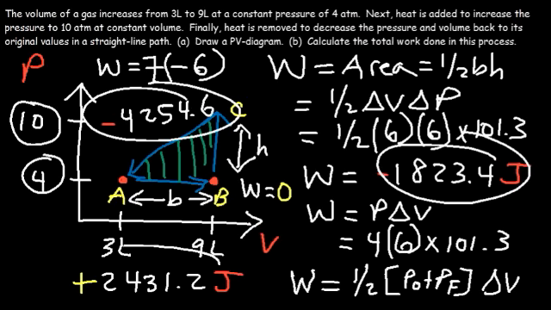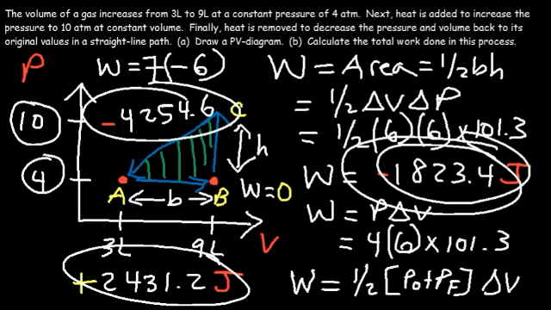Now let's add these two values. So negative 4254.6 plus 2431.2 gives you this answer, negative 1823.4.